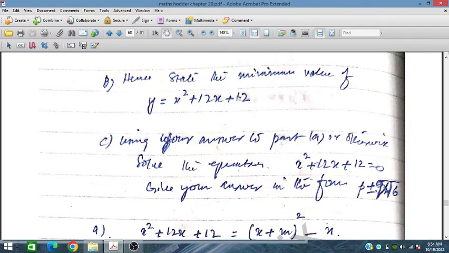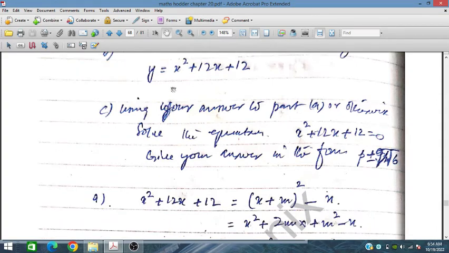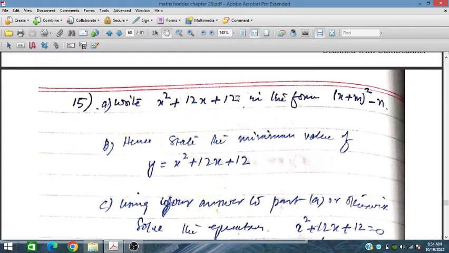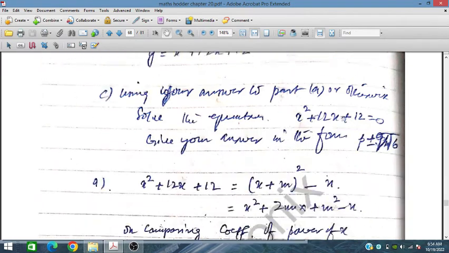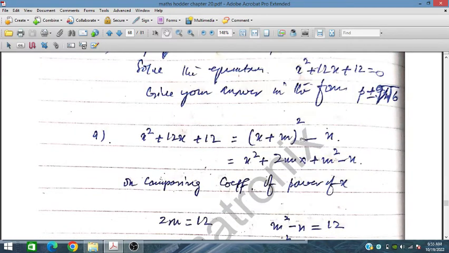So we will perform this in part A. We have to write this in this form, so we equate it to x plus m whole square. Writing it down here, x square plus 2mx plus m square minus n.